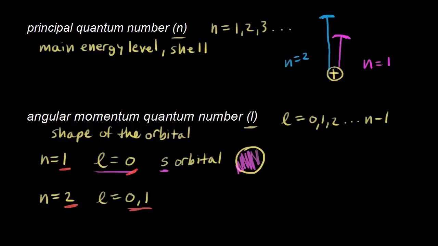We've already talked about what l equal to 0 means: an s orbital shaped like a sphere. But now in the second main energy level, or the second shell, we have another value for l. So l is equal to 1. And when l is equal to 1, we're talking about a p orbital.